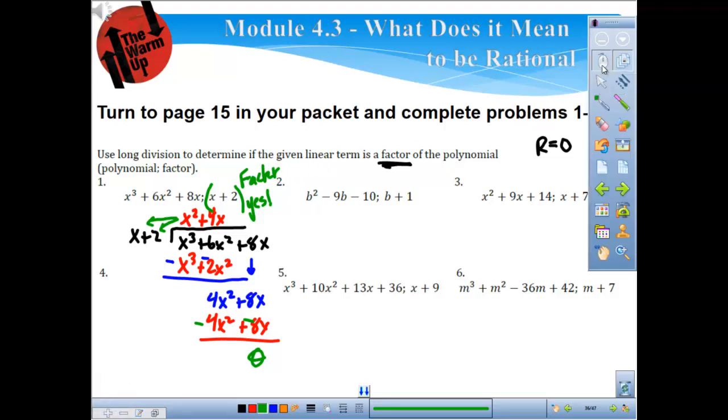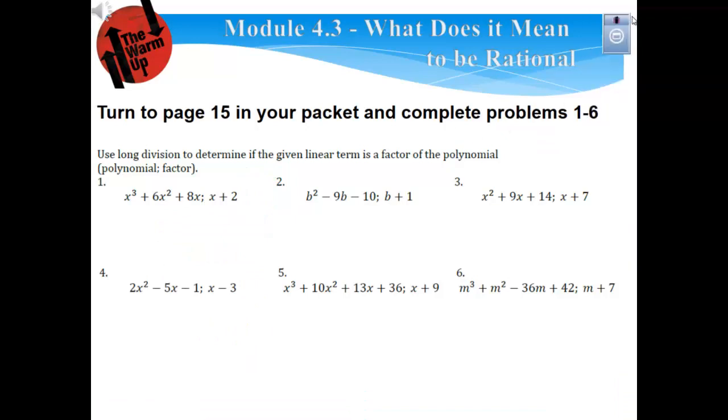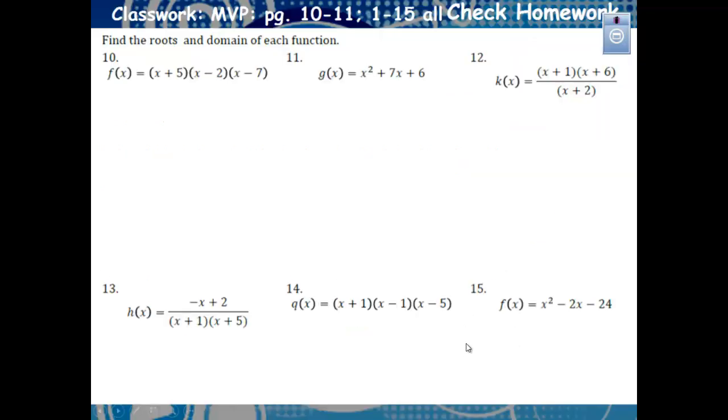All right, with our answers all done in our packet, we already know that this one was a yes. This one right here was also a yes. x plus 7 was a factor here. For number 4, x minus 3 was not a factor. And for number 5, this was a factor, and this one was a factor. So check your answers. Double check. Your partners are checking as well. Just check everything. Speaking of checking, let's go ahead and check your homework.